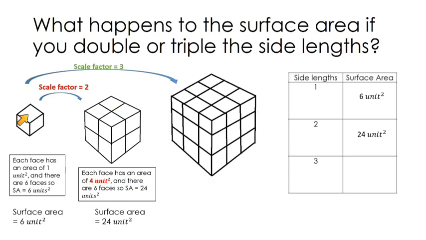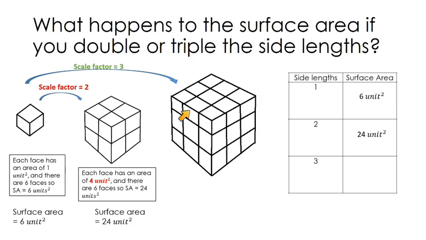So let's come back to our original figure. And let's say we multiplied it by a scale factor of 3. So now the length, width, and height are now 3, 3, and 3. Well, here now we've created 6 faces, and each face is congruent.